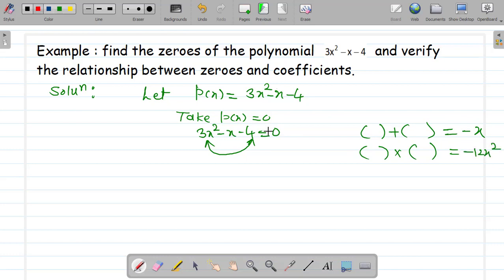So what are those numbers? Of course, we are having 3x and minus 4x. So if you add these two numbers, you will get minus x. And if you multiply these two numbers, 3x and minus 4x, you will get minus 12x square. So the polynomial now will be what? 3x square. Instead of x, we will take plus 3x and minus 4x, and this minus 4 as it is.